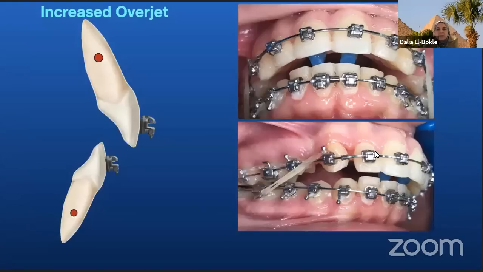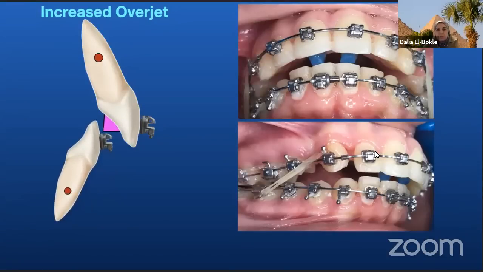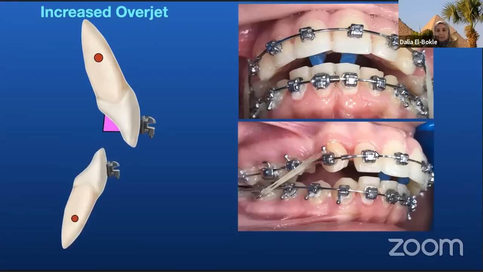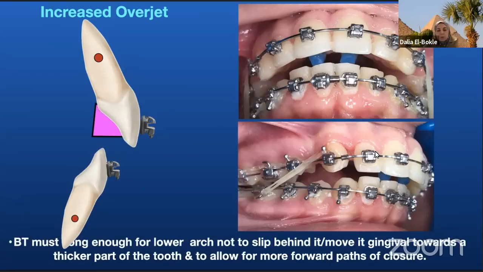If there is an increased overjet, a palatal bite turbo may need to be extended palatally or gingivally to ensure that the mandible does not slip behind the turbo. So here I'm extending it more lingually or more cervically. This way, the mandible or the lower incisors will not slip lingual or behind the turbo.